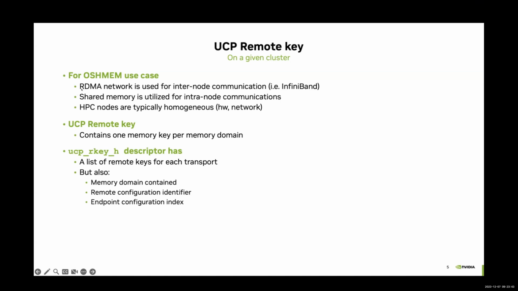For the OpenSHMEM use case, we know that RDMA is used for internode communication, most typically for UCX, it's InfiniBand. Then we try to leverage shared memory as much as possible for intranode communications. And what's also typical for OpenSHMEM applications is that HPC nodes are typically homogeneous. Okay, so given that, what can we do?